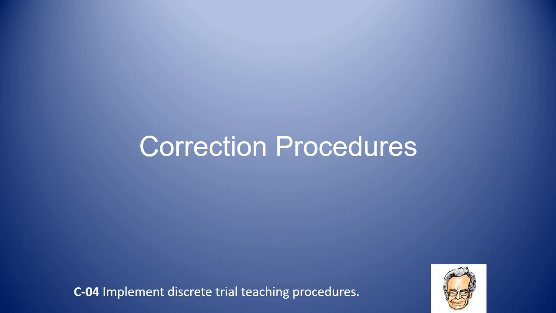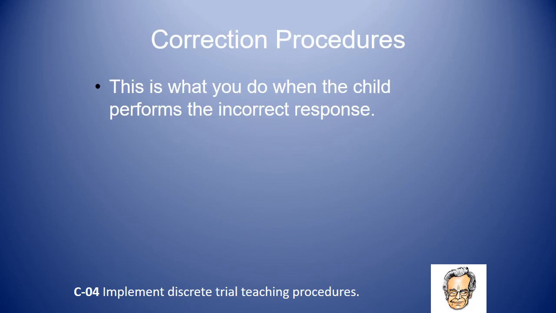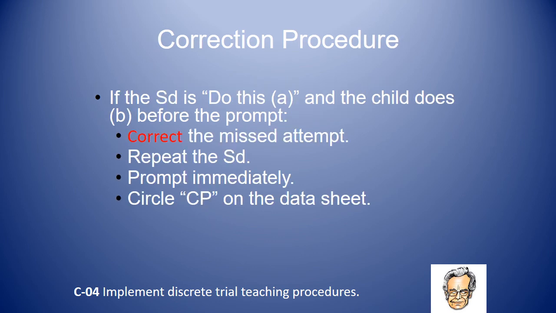Correction procedures, CP. If you've noticed, we talked about what to do when the person gets it right. What if they get it wrong? What if we ask the question in the discrete trial and they get it incorrect? This is when we would do a correction procedure. This is what you do when the individual performs the incorrect response. If the SD is do this, and the child does the behavior before the prompt, correct the missed attempt, repeat the SD, and prompt it immediately. That's one trial. Circle CP on the datasheet.